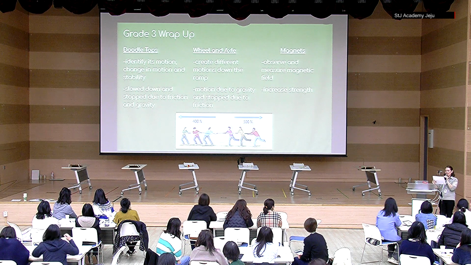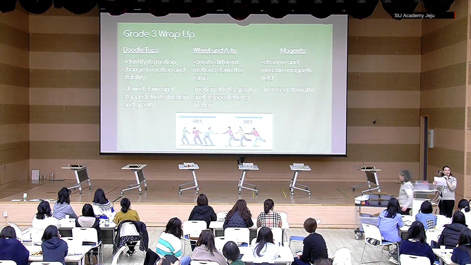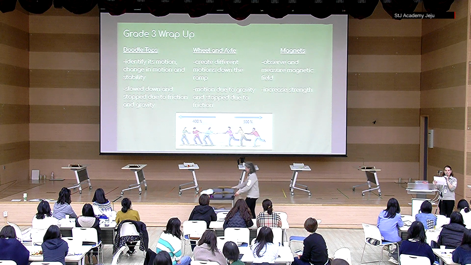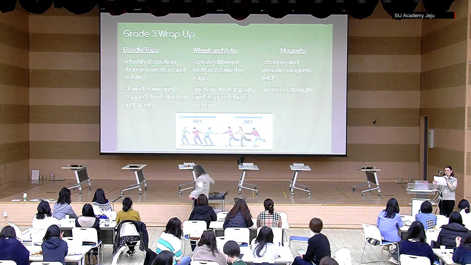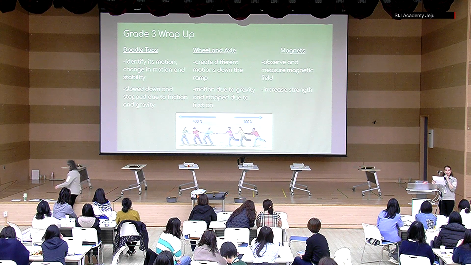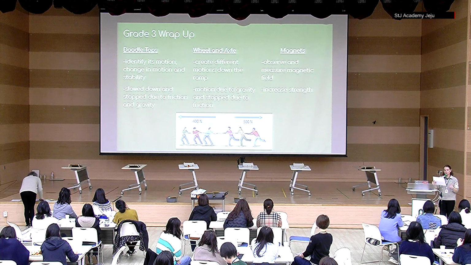With the wheel and axle groups, students focused on how they can change the motion of the wheel and axle systems rolling down the ramp. The pattern we consistently noticed is that it went down the ramp because of the pull of gravity, and eventually it stopped due to friction.